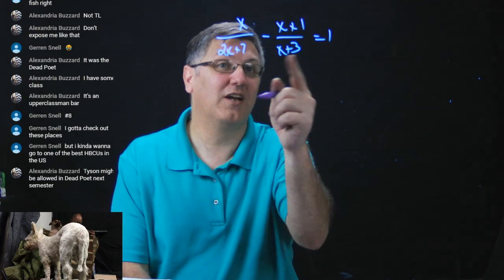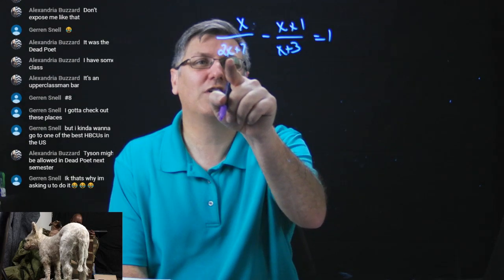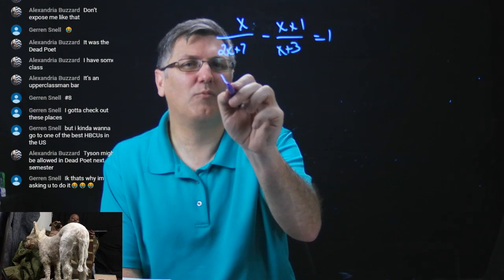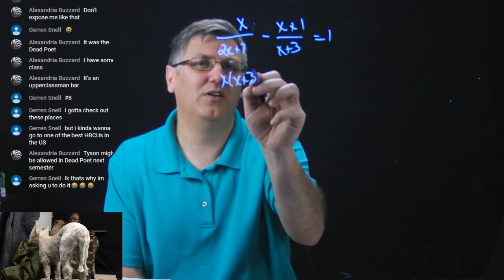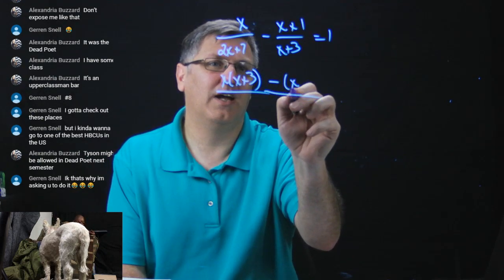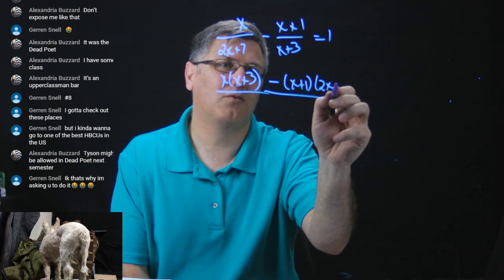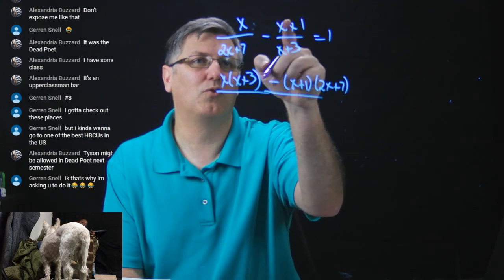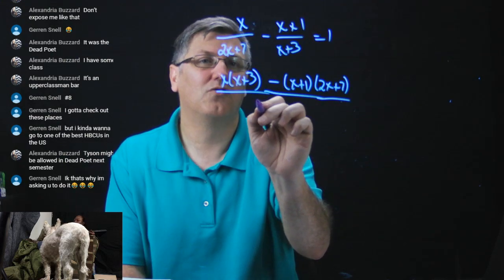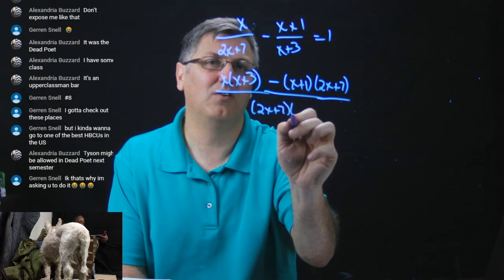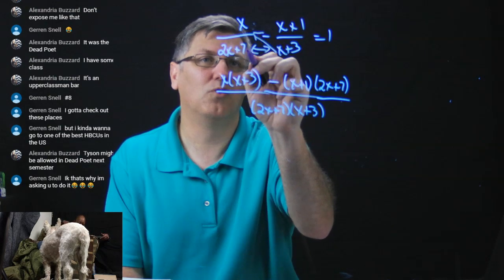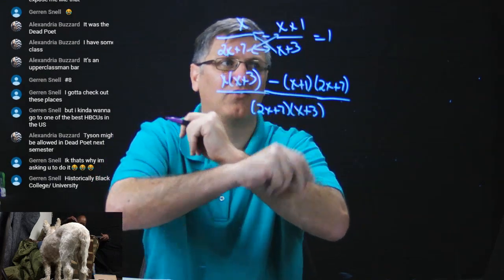Alright, so I need to get a common denominator. I know my common denominator is going to be 2x plus 7 times x plus 3. So I'm going to get x times x plus 3 minus my x plus 1 times 2x plus 7. All I did was multiply up here and multiply up here, because if I multiply the bottoms I get my common denominator. So I got 2x plus 7 and x plus 3. That takes care of this side. I multiplied up. Y'all see me do this in class.